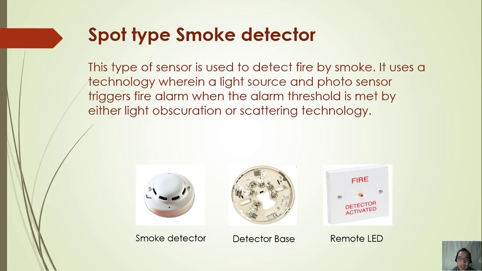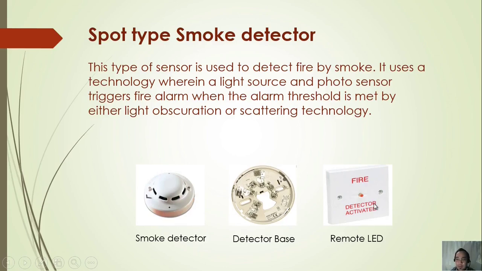But before we discuss this technology, I want you to first know the components of a smoke detector. So one is the smoke detector head. We're calling it the detector head. The second one is the base. This detector head will be mounted to this base. Base is actually where we are terminating our cables or wires.